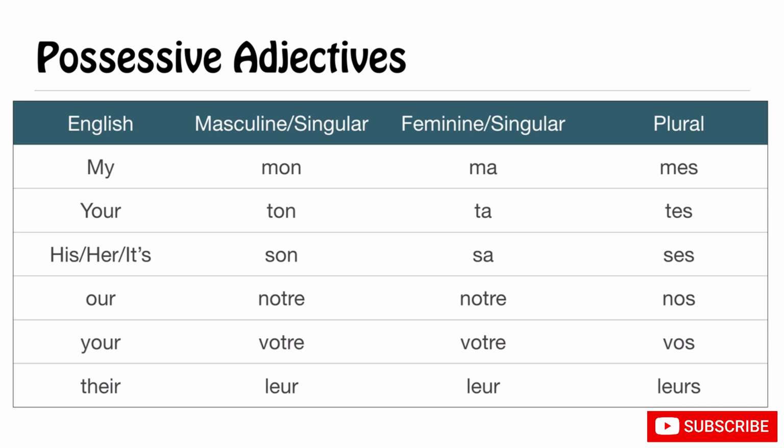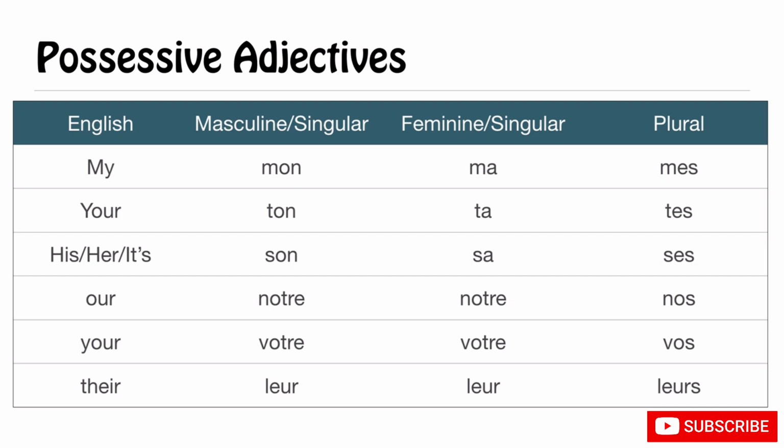So I have just listed here the possessive adjectives, and I'll just go through them just so that you know how they're pronounced. So mon, ma, mes, ton, ta, tes, son, sa, ses, notre, nos, votre, vos, leur, leurs.